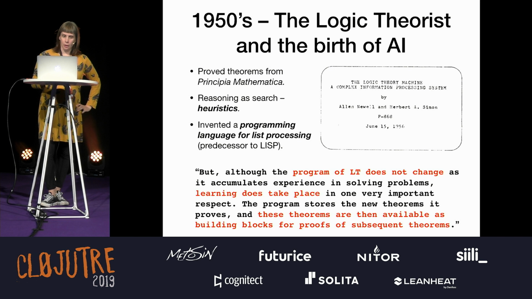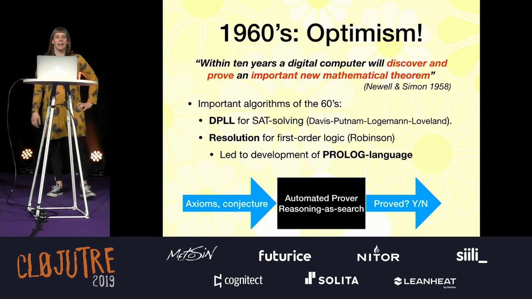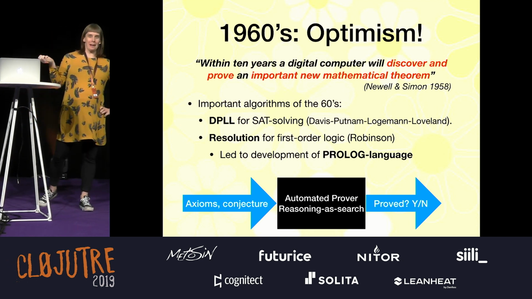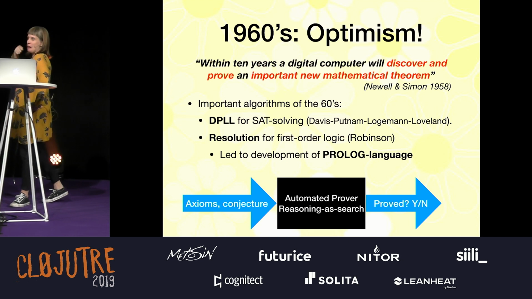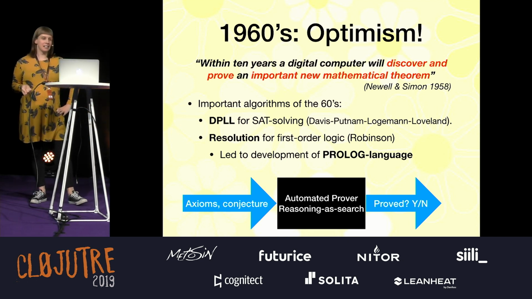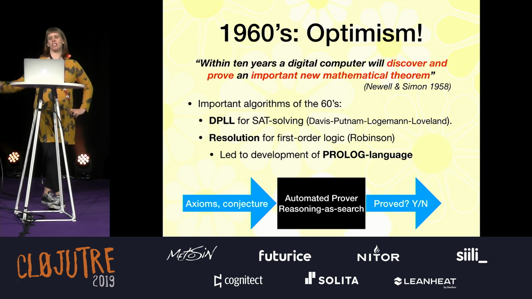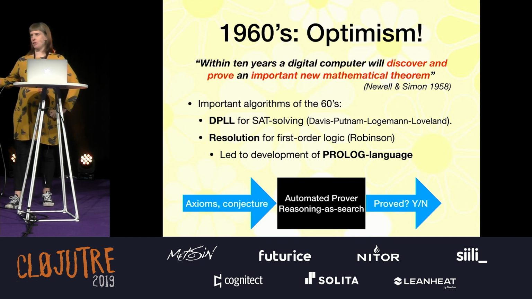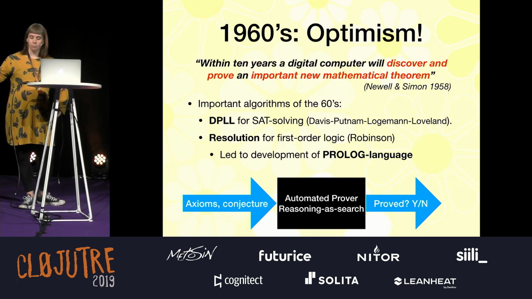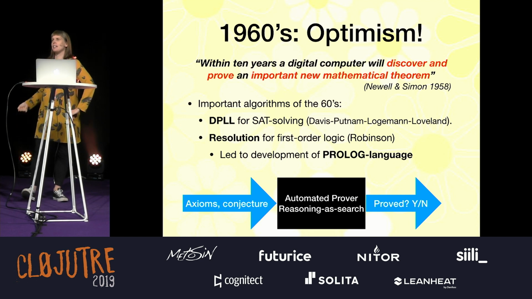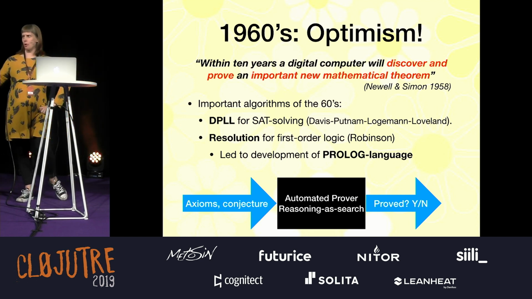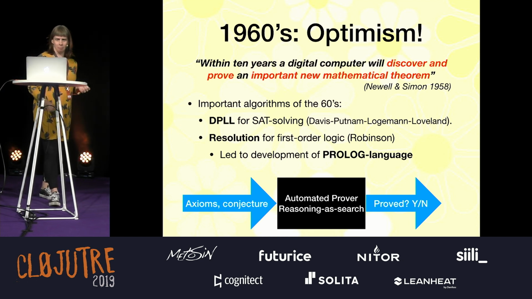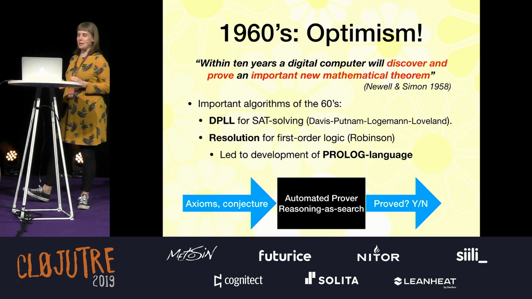OK. So AI was kicking off. In the 1960s, there was major optimism. It was a hype, a bit like today, actually. So, a lot of problems would be solved within 10 years. So for instance, Newell and Simon said that within 10 years, a digital computer will discover and prove an important new mathematical theorem. We were also going to have machine translation, all sorts of wonderful things. We're approaching some of those things today with the help of big data and machine learning, but some things are still unsolved.